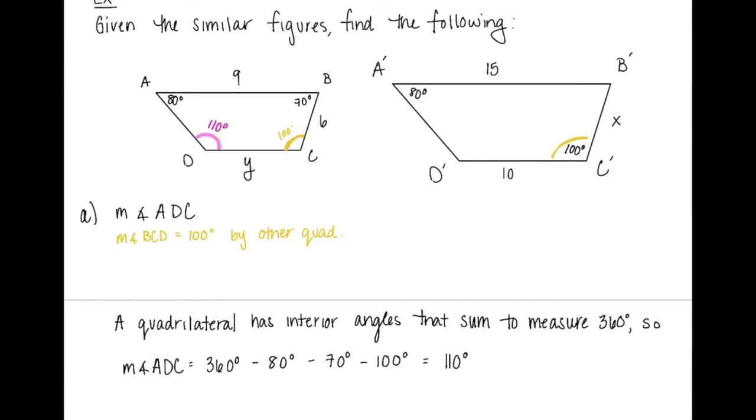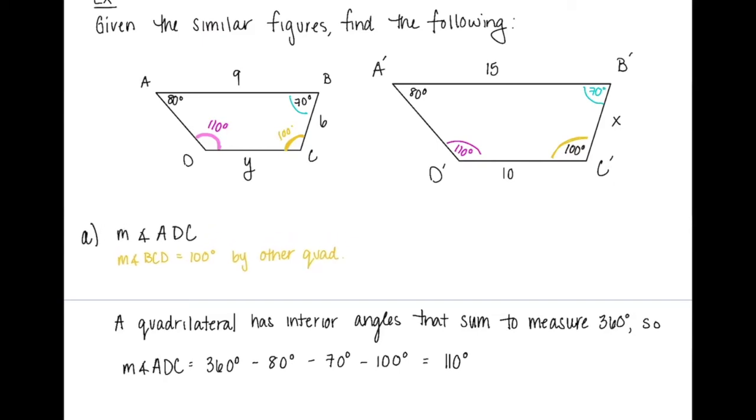Okay. And then immediately you can fill in these other shapes if you want. This one also has to be 110. And this one has to be the same as B over here, so that one also has to be 70. Do you need to? No. But this way we have it.